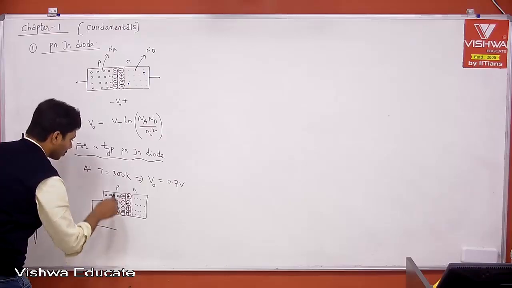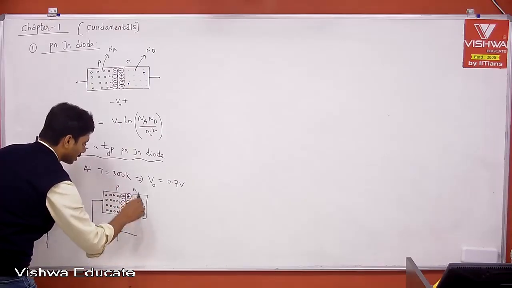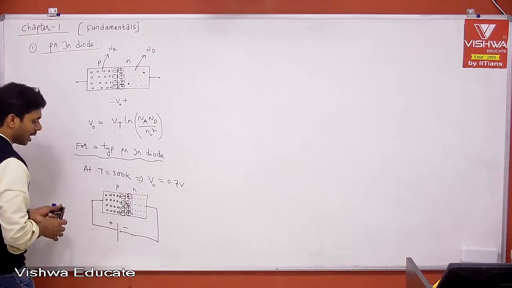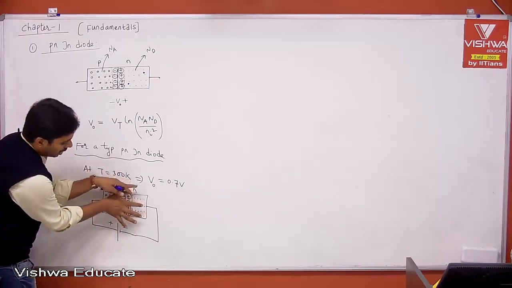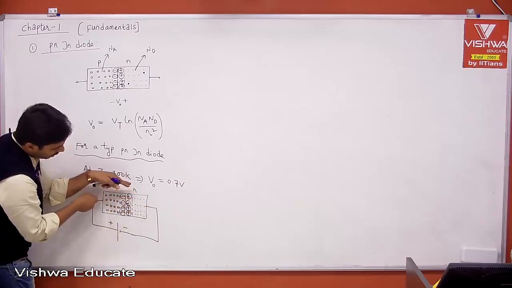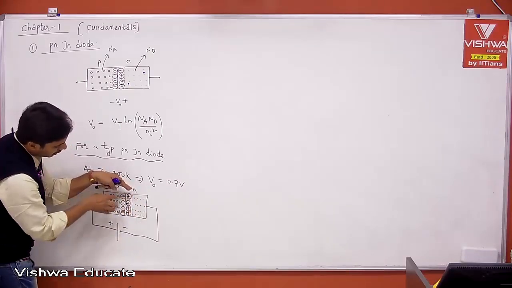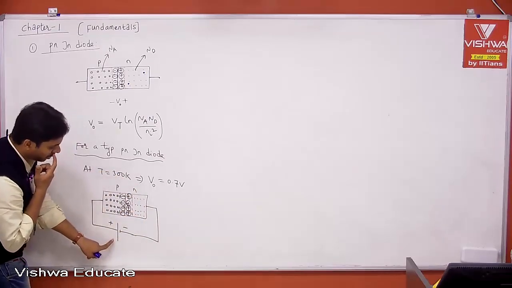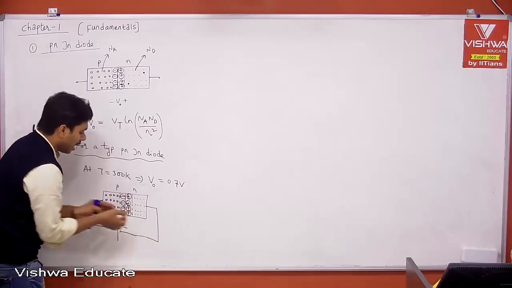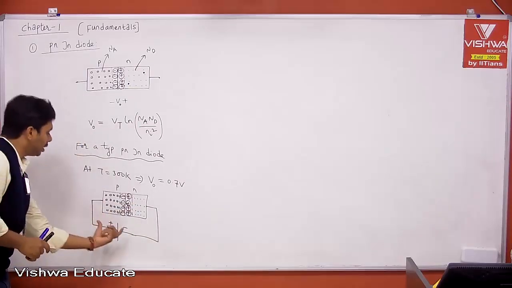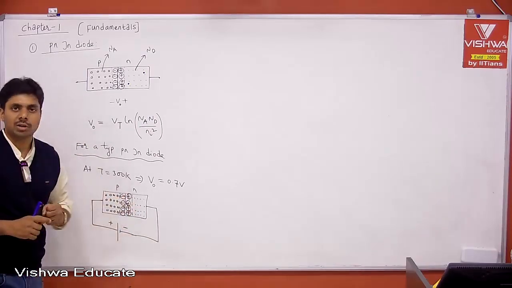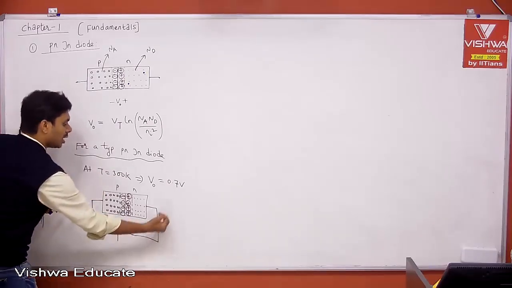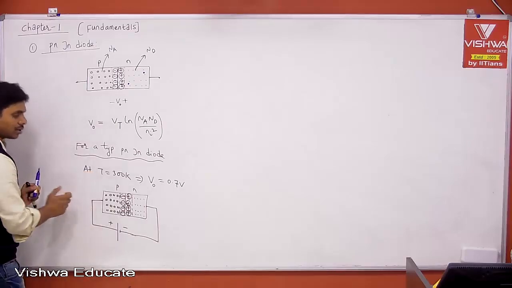Only majority carriers will participate in the conduction. Now when I apply forward bias voltage, P is connected to positive and N is connected to negative. Whether this is a p-n junction diode or a wire or a capacitor or inductor, it doesn't matter for the battery. The job of the battery is always to push the electrons and pull the electrons. But between the two terminals of the battery we connected a p-n junction diode.